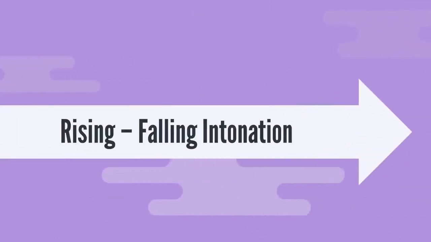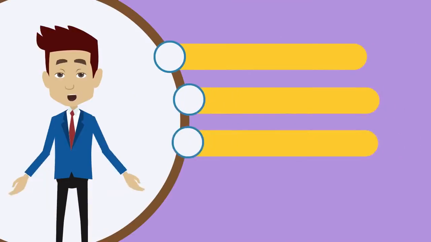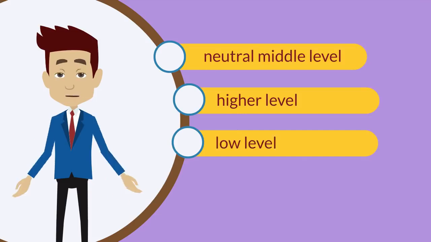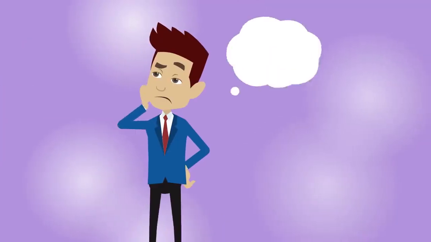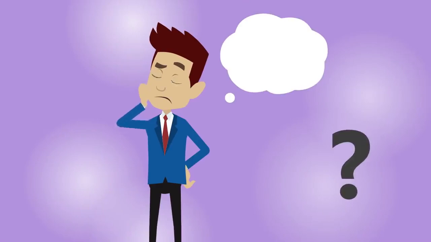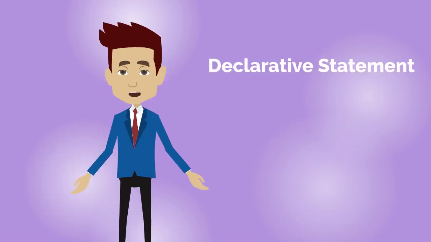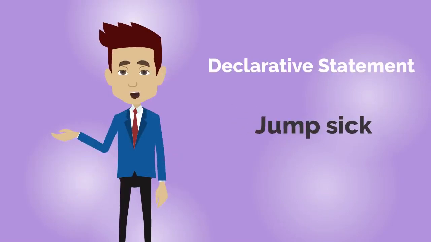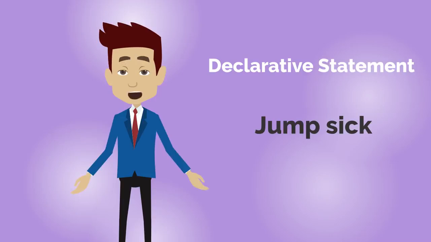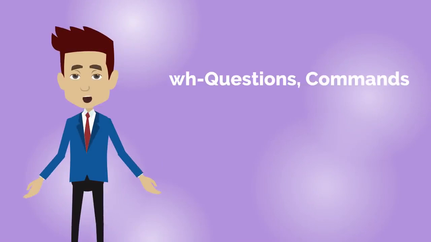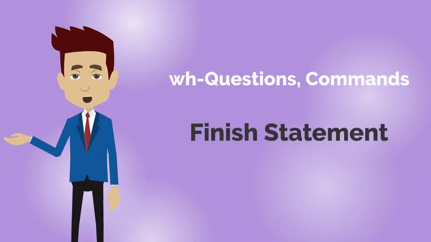Rising-falling intonation. In this pattern, the intonation typically begins at a neutral middle level and then either rises to a higher level or falls to a lower level. This shows uncertainty, incomplete thought, or suspense. We can find this pattern in declarative statements such as "Jim's sick, he's taken an aspirin," or tag questions eliciting agreement like "We really ought to visit him, should we?" We can also find this pattern in WH questions, commands, and then finish statements.